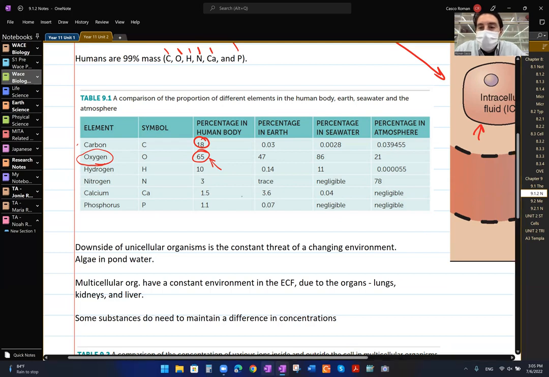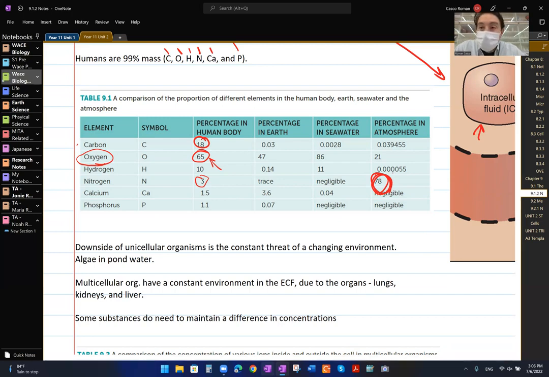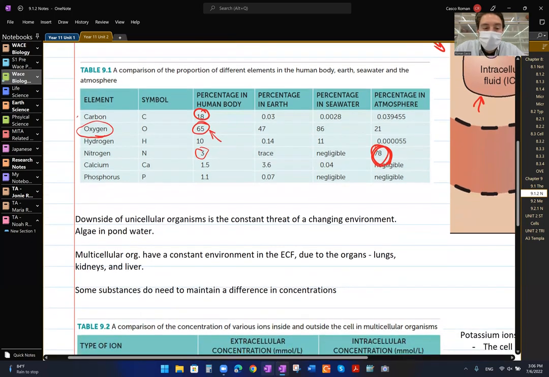Hydrogen, if you take a look, we're 10% made up of hydrogen, and so forth. Nitrogen, only 3% in our body. But very interestingly, in the atmosphere, nitrogen is a staggering 78%. So a lot of it's pretty much lost. We have to adapt to it in the nitrogen cycle.